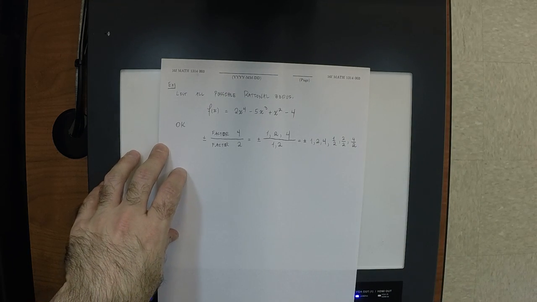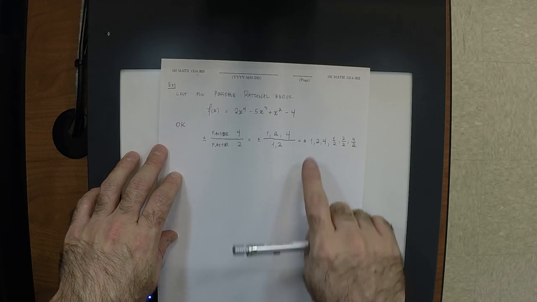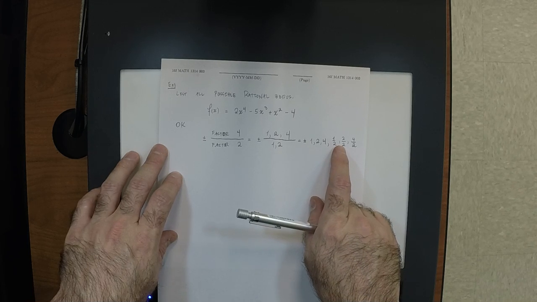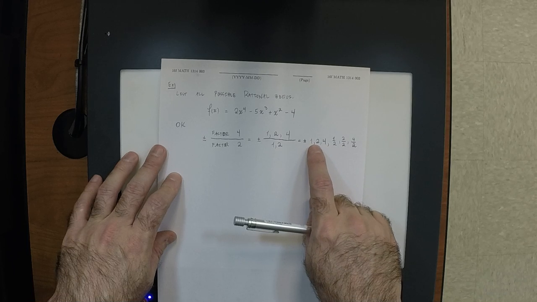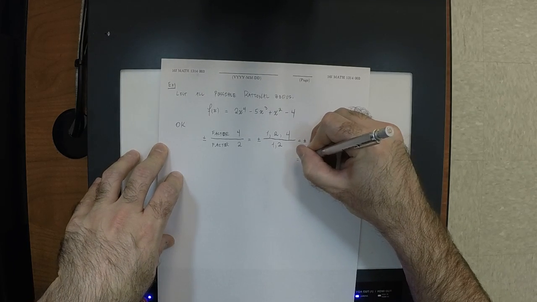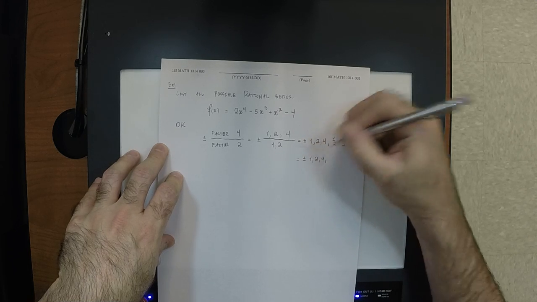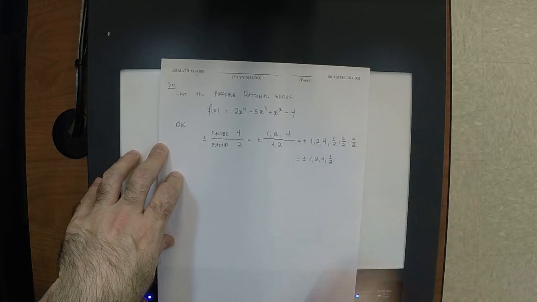But there's duplicates in this list now. What are the duplicates? 1 and 2. Right. 1 is the same as 2 over 2, so we can remove that duplication. And 2 is the same as 4 over 2, so we can remove that duplication. So the possibilities are 1, 2, 4, half, and then duplicate.